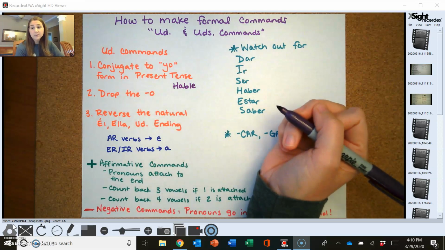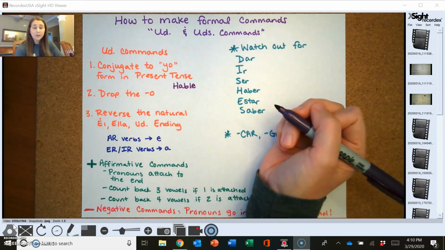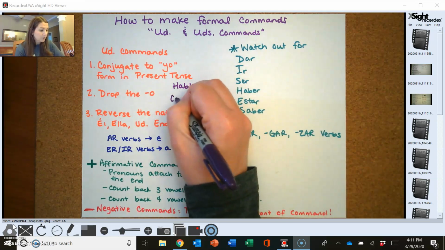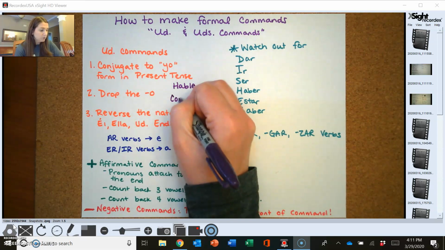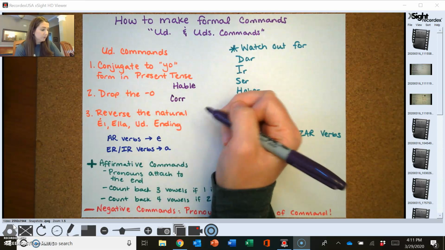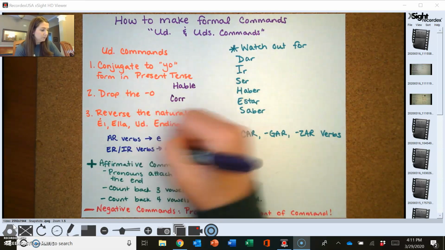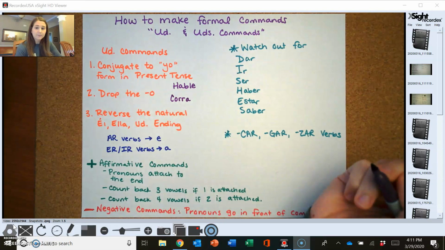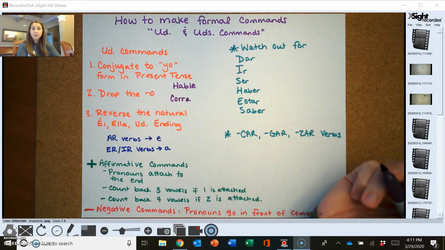Or if I took another basic verb like correr, run, if I tell someone above me and higher power to run, I would put corro with an O, I would drop the ending and then reverse it. It's an ER verb, so I'm going to put an A. Corra. Okay, hable and corra. Those are the usted commands.